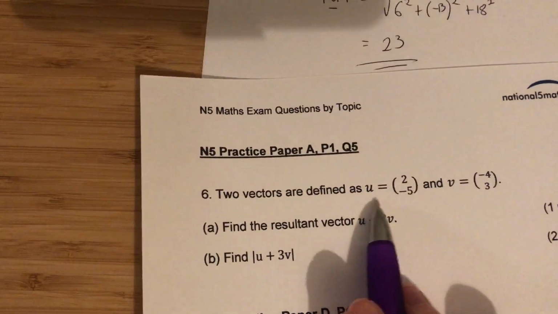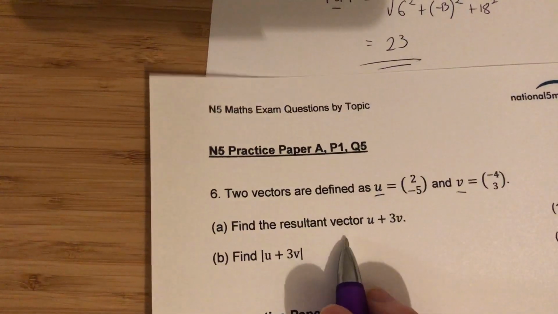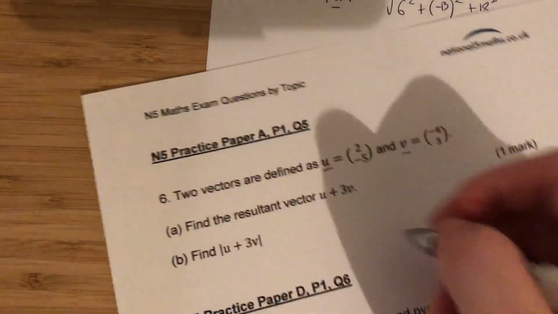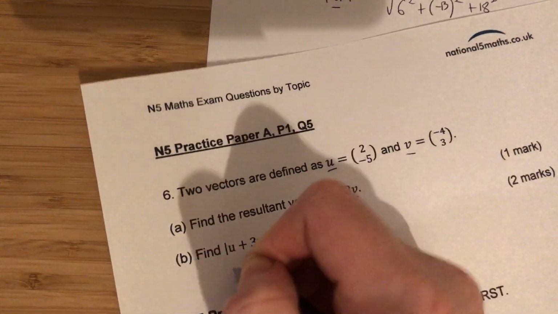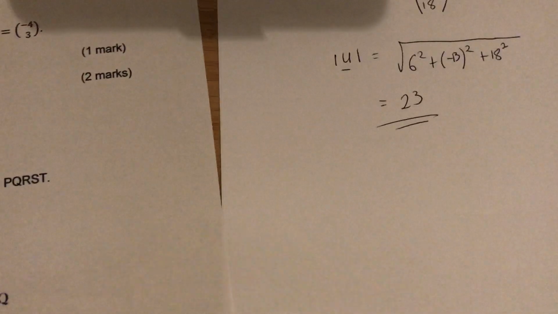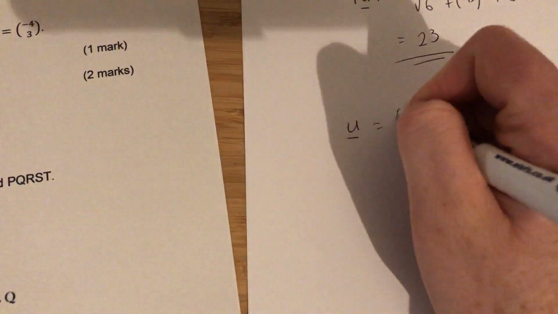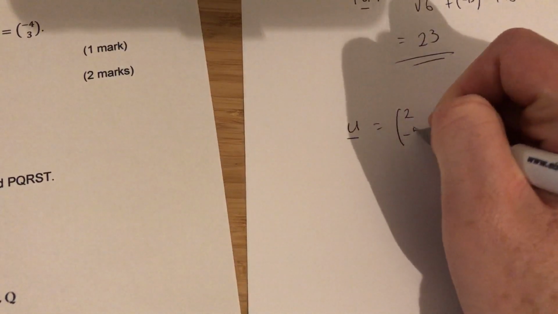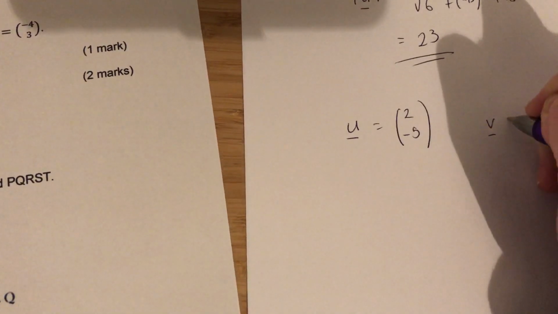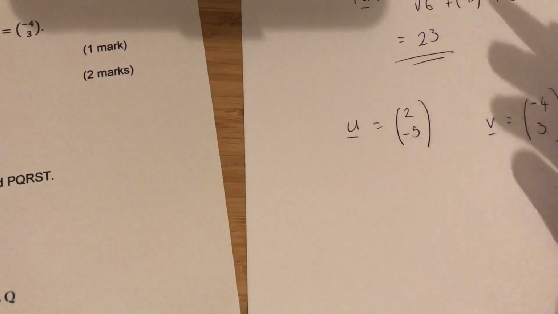So two vectors are defined as u and v there. Find the resultant vector for u plus 3v, and then in part B we're going to be asked to find the magnitude. So we'll do part A first. So writing down these vectors. Slightly different here, we only have two components, 2, negative 5, and v is negative 4, 3. Nothing's different if there are two numbers there or 3.